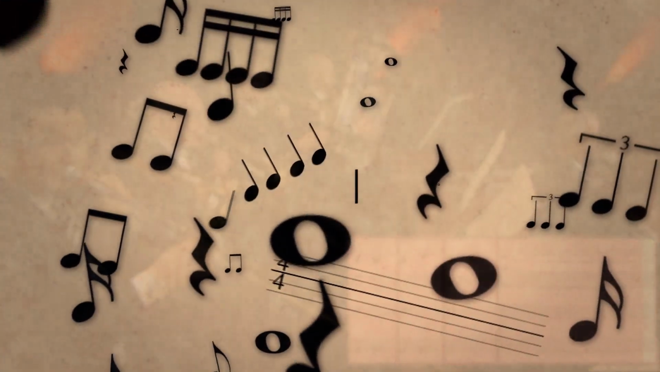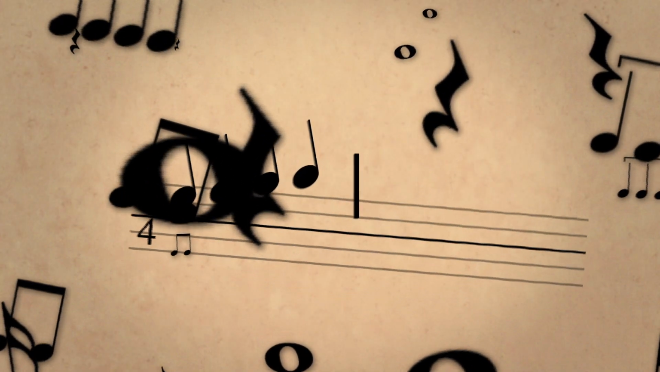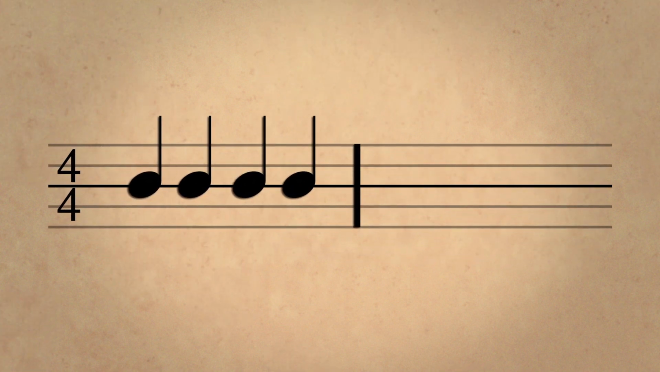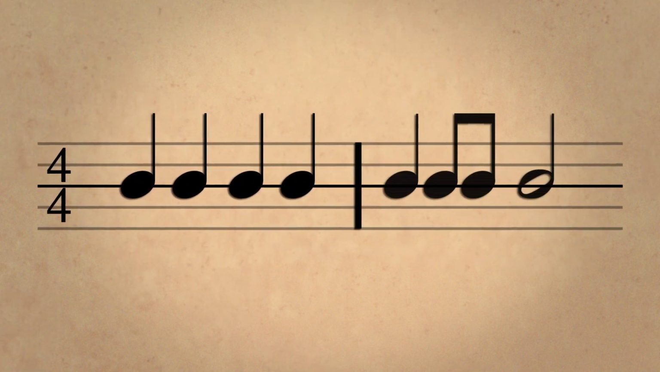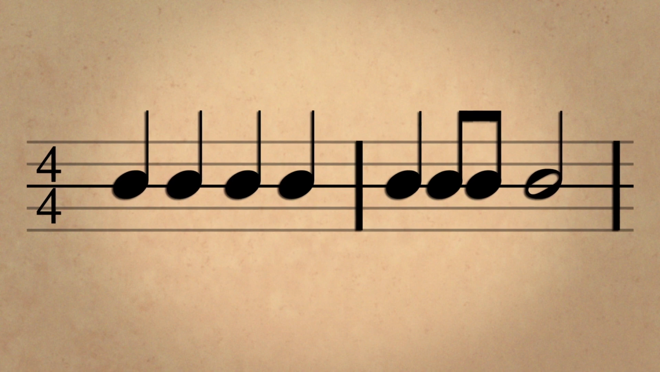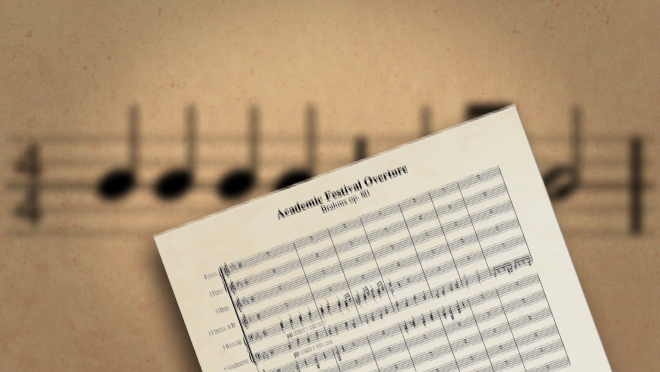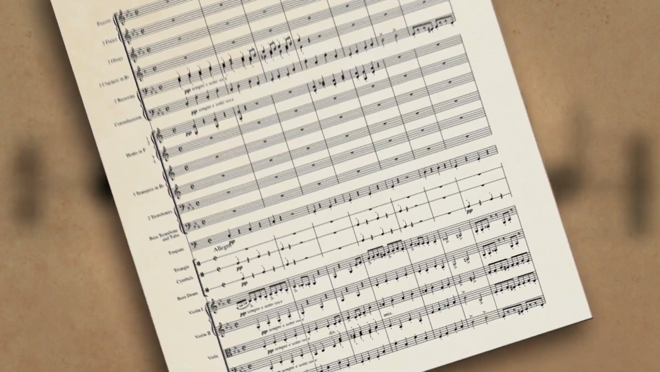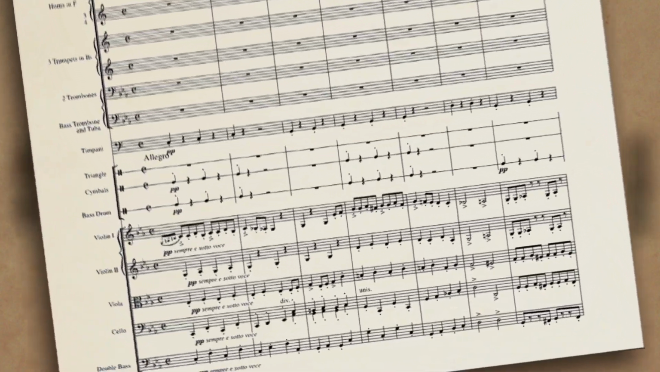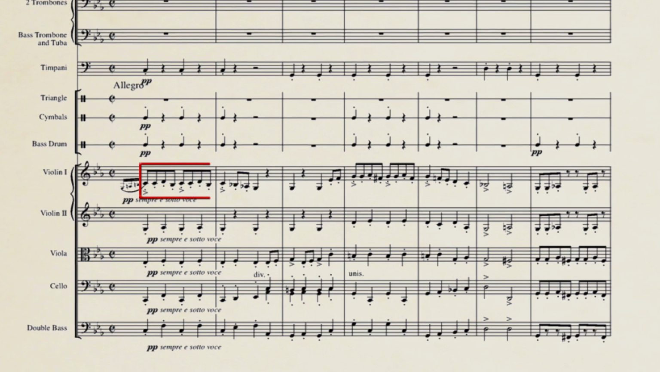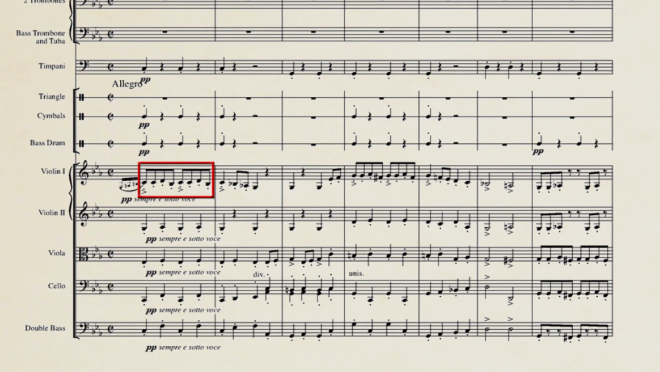When any of these notes are notated, they create a rhythm. The 4 quarter notes become a regular rhythm, while if we mix up different note values, we create a less regular rhythm. For example, if we listen to the opening of the Brahms Academic Festival Overture, we see a variety of note values. In the first bar, there are 8 eighth notes.